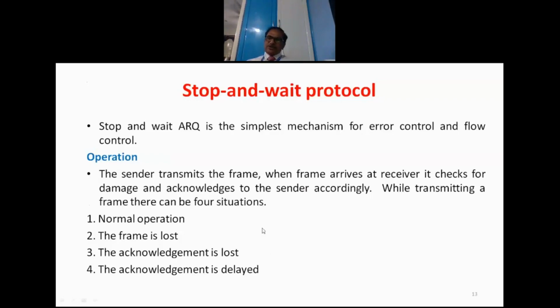Normal operation means the sender is sending the frame, the receiver is accepting the frame, verifying for errors, no errors, positive acknowledgement, then the sender will send the next frame. Again, the receiver will verify it, no errors, positive acknowledgement. So the next frame likewise. That is the meaning of normal operation. No repeat transmissions.